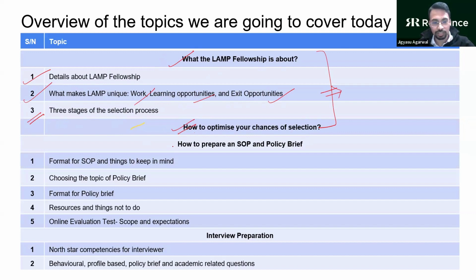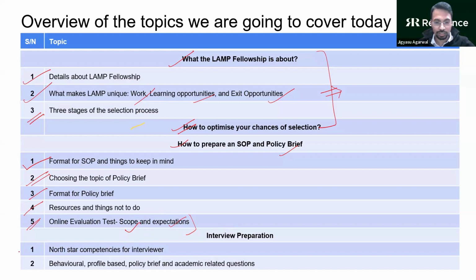So we will have a detailed discussion on, number one, how to prepare a SOP and a policy brief. Here, the first part is the format for the SOP and things to keep in mind. Number two, choosing the right topic for the policy brief. What criteria should you consider while doing that? Number three, what should be the format for the policy brief, the resources, and things not to do. And finally, the online evaluation test, which is the second stage of the selection process. What are the scope and broad expectations out of it?